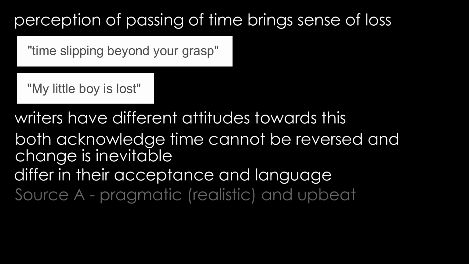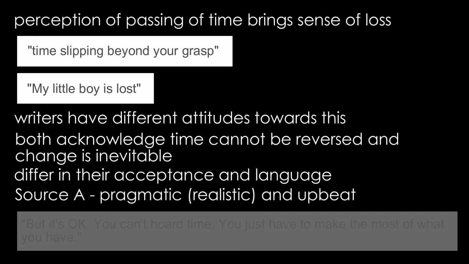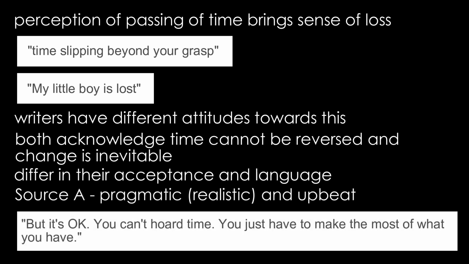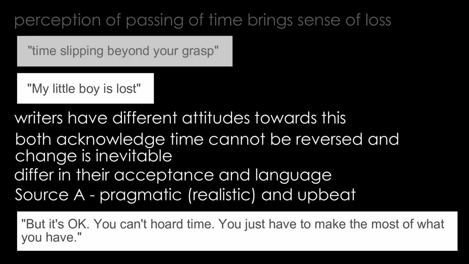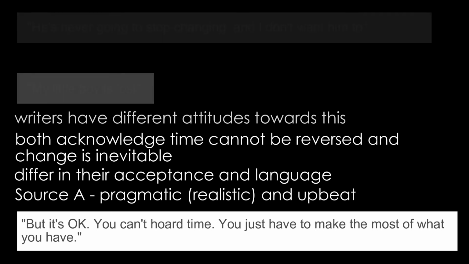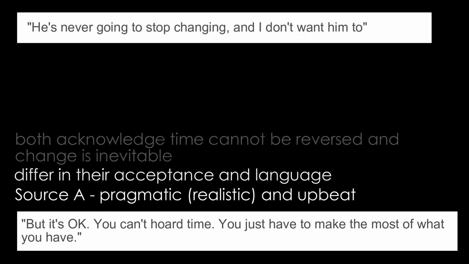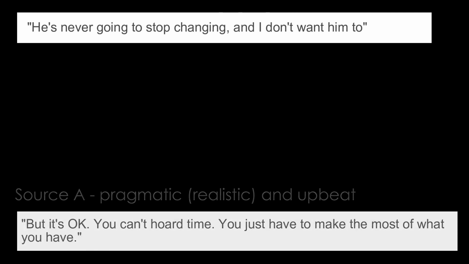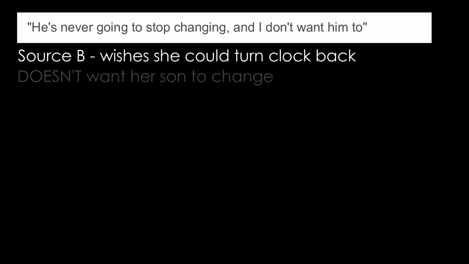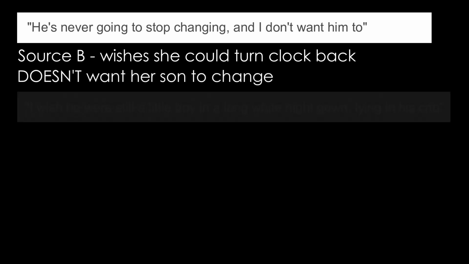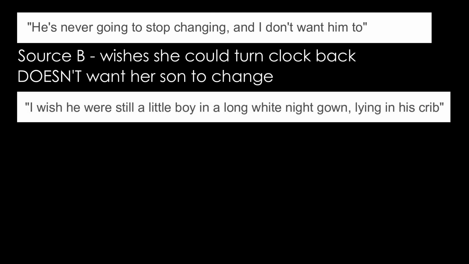Heritage is upbeat and pragmatic as he says, "But it's okay, you can't hoard time, you just have to make the most of what you have." And, "He's never going to stop changing, and I don't want him to." The Victorian mother, on the other hand, wants to turn the clock back, even though she knows that this is impossible. Unlike Heritage, she doesn't want her son to change. "I wish he was still a little boy in a long white nightgown, lying in his crib."